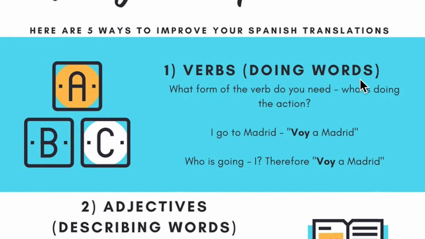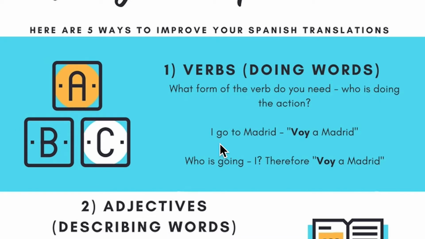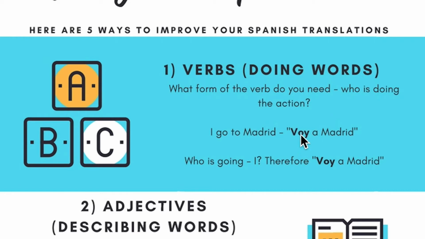These are doing words, of course. So what form of the verb do you need when you're doing your Spanish translation? You've got to make sure that you know who's actually doing the action. So I go to Madrid, voy a Madrid. Of course, if it was he is going to Madrid or she goes to Madrid, it would be voy, vas, va a Madrid. So who is actually doing the action of the verb? In this case, who's going? I go to Madrid, therefore voy a Madrid. So point number 1, make sure your verbs are correct.